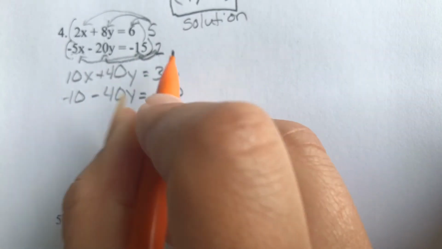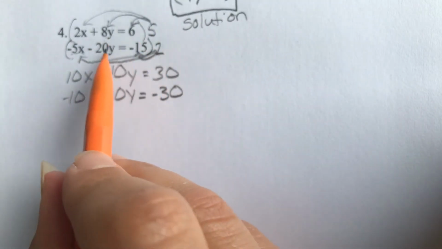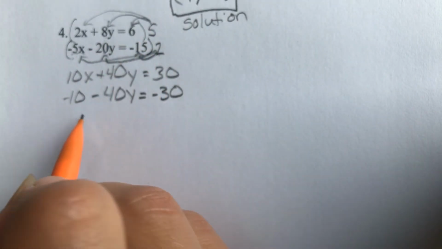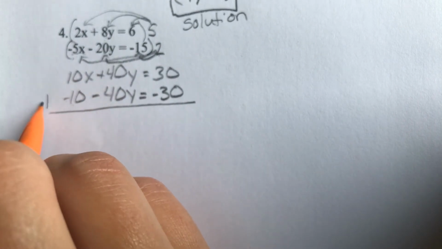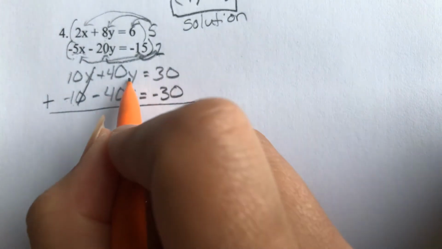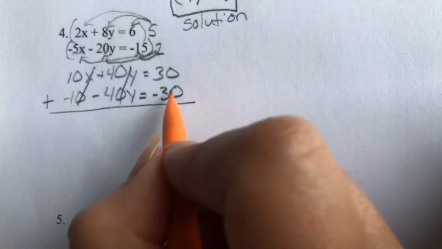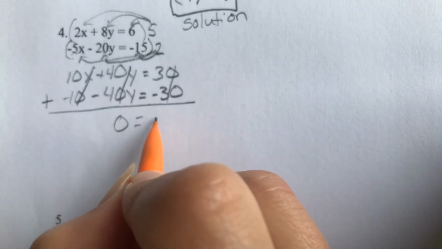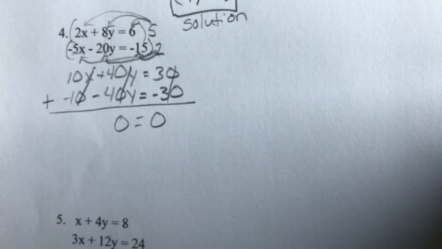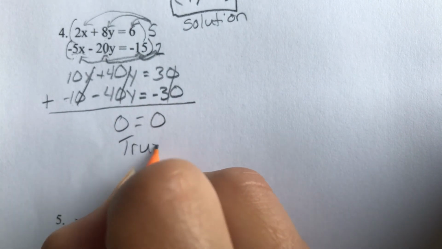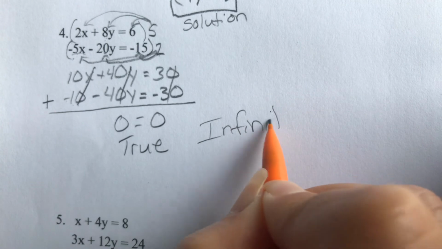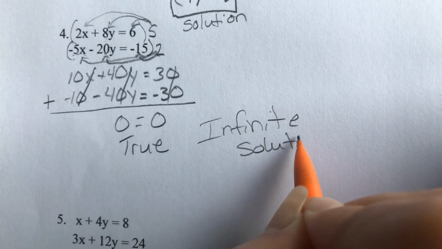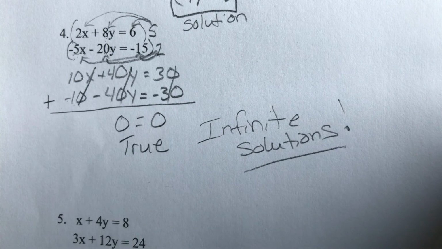So wait a second, that's what I was talking about here and here, and it happened without me realizing it. Signs are already the opposite, so I'm just going to add them, but those cancel. Those cancel. And those cancel. I'm left with 0 equals 0. What does that mean? This is true. I hope you're thinking it. Infinite solutions, they're the same exact line.